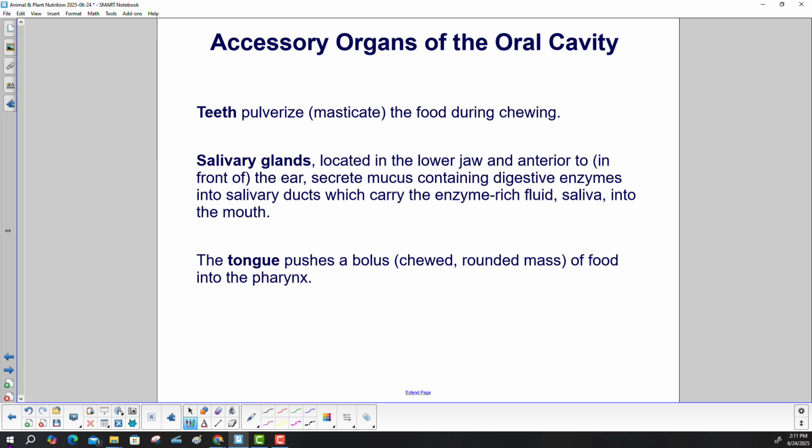Salivary glands, located in the lower jaw and anterior to, that means in front of, the ear, secrete mucus containing digestive enzymes into salivary ducts, which carry the enzyme-rich fluid, saliva, into the mouth. The tongue pushes a bolus, which is a chewed, rounded mass of food, into the pharynx.